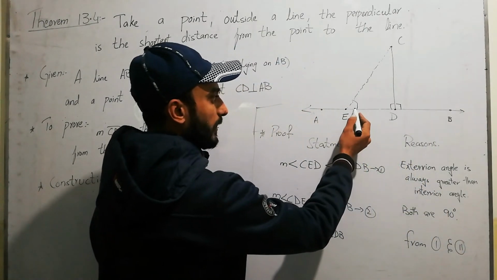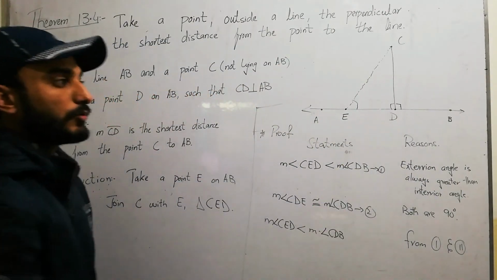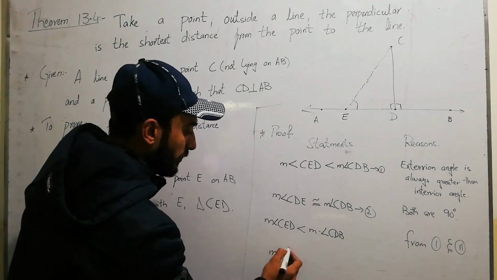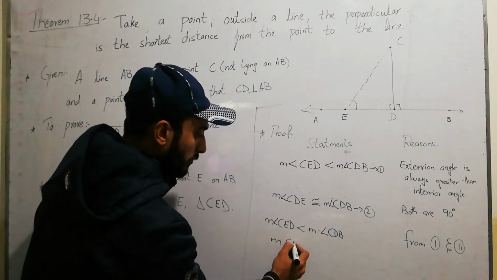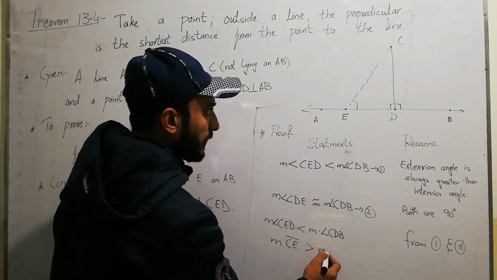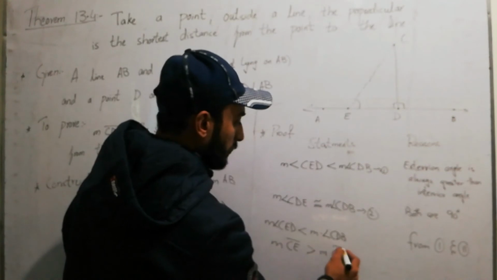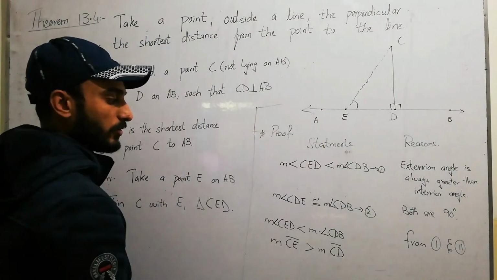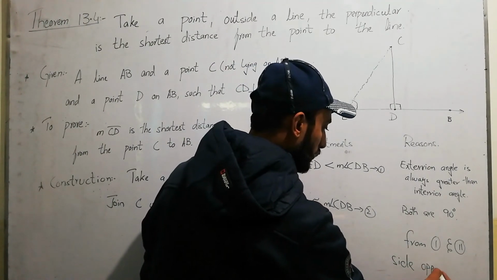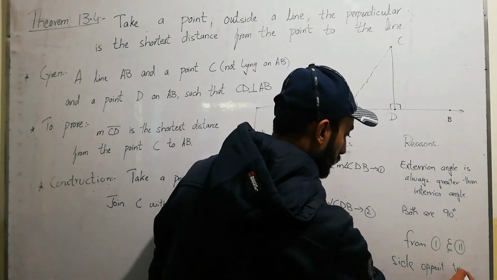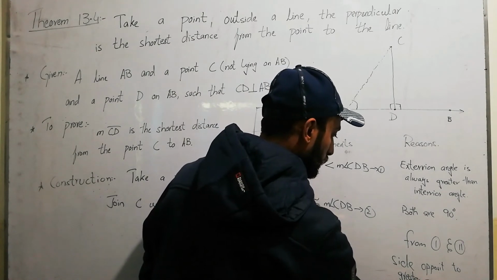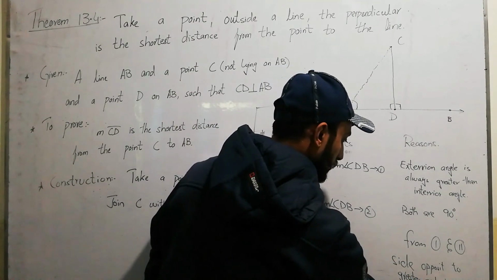If we know that this angle is smaller and this angle is bigger, then what is the side opposite to the bigger angle? In the next step we can write that the measurement of length CE is greater than the measurement of length CD, because the side opposite to the greater angle is also greater.